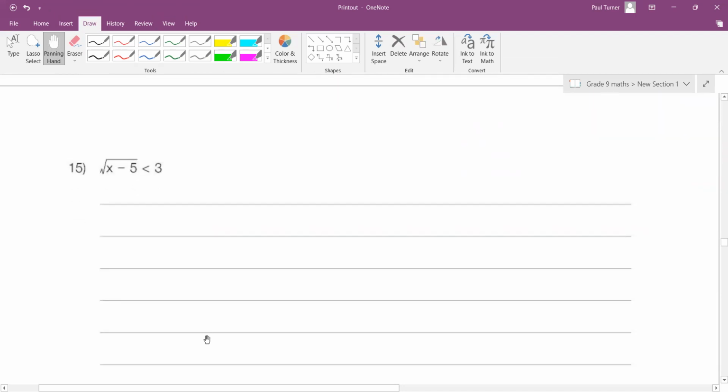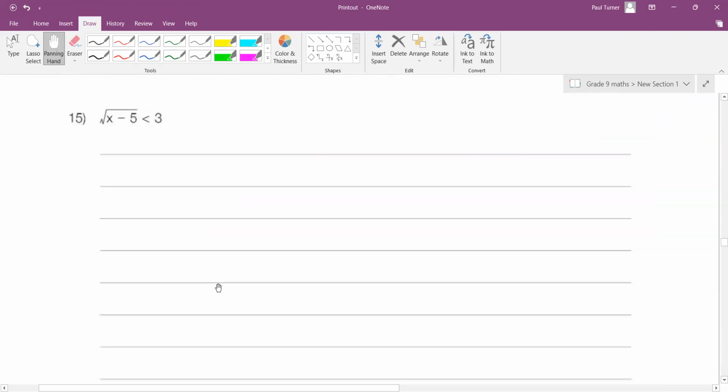All right, so let's look at question 15. Now let's look at an easier example before we do this one. What if you had root x equals 4? So think about what is the root of what number would give you 4?